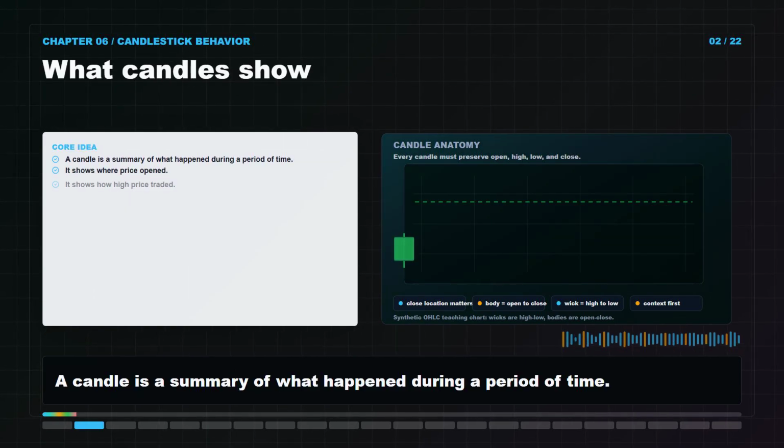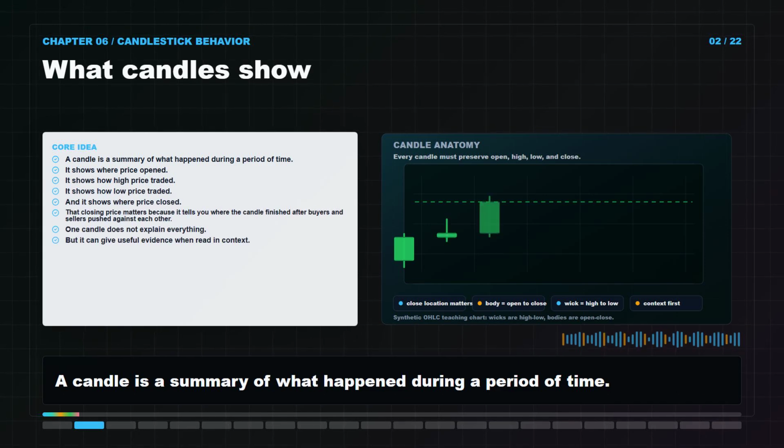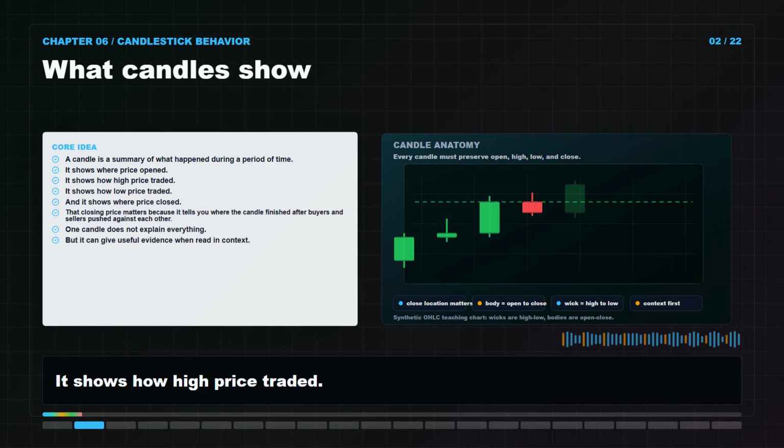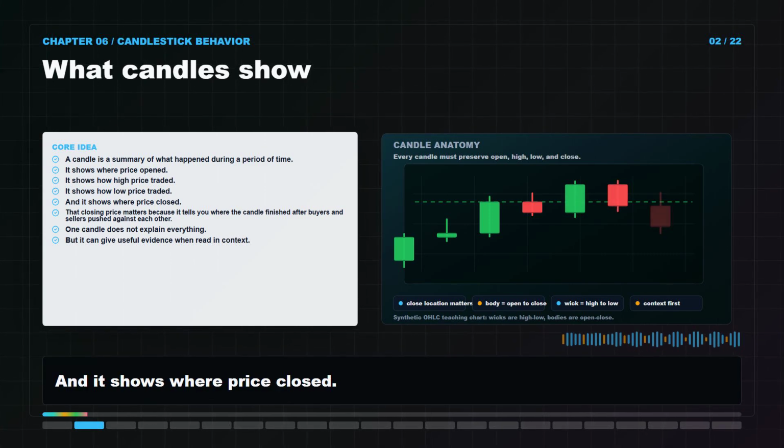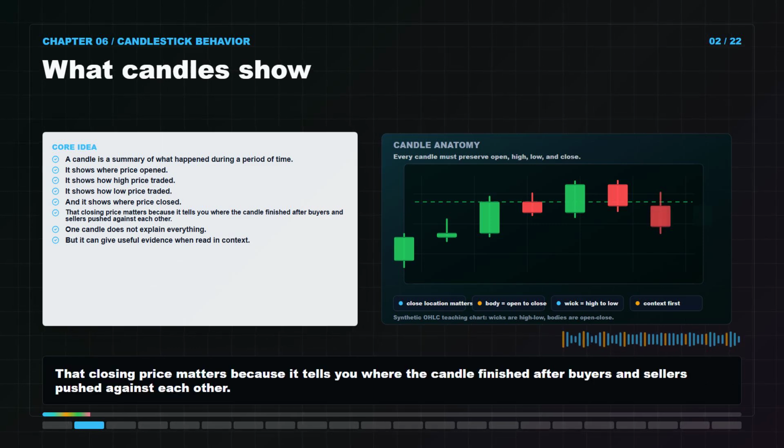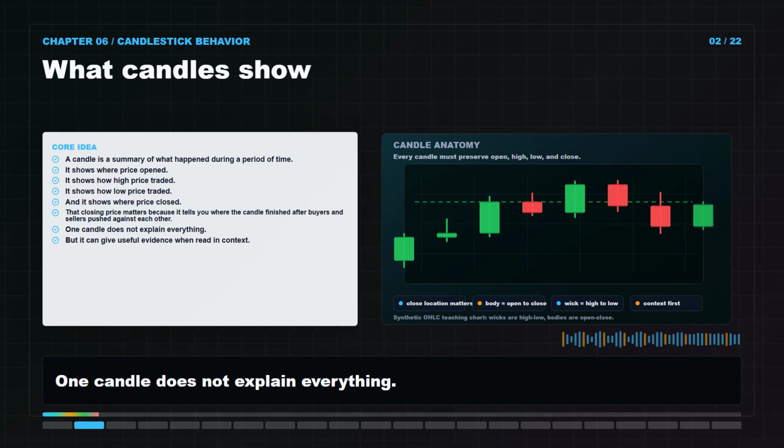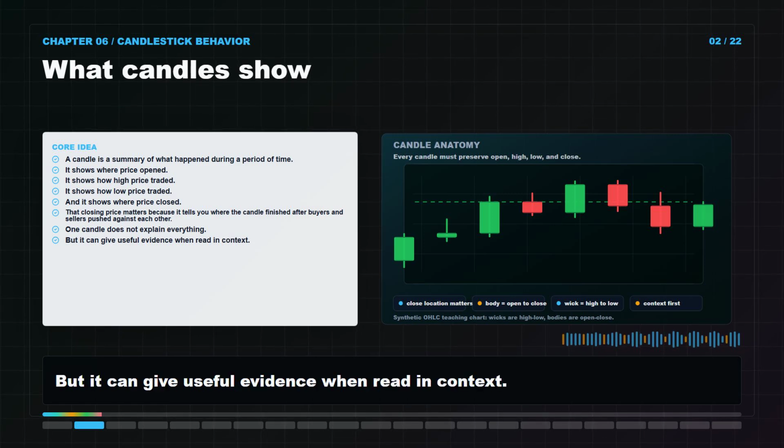A candle is a summary of what happened during a period of time. It shows where price opened. It shows how high price traded. It shows how low price traded. And it shows where price closed. That closing price matters because it tells you where the candle finished after buyers and sellers pushed against each other. One candle does not explain everything, but it can give useful evidence when reading context.